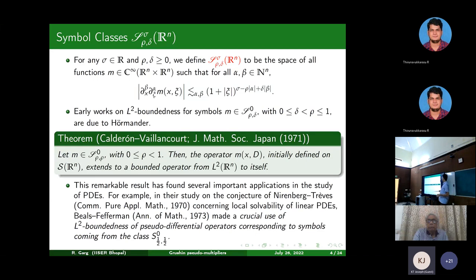And among many ingredients, knowing the boundedness of pseudo-differential operators with symbol type half-half was a very crucial step. So basically their proof, among many other important ingredients, very crucially used the fact that the pseudo-differential operators with symbol condition half-half are L2 bounded. So everything happened pretty much simultaneously. The conjecture was posed in 70, 71, this remarkable result came up, and this was used in this outstanding manner.